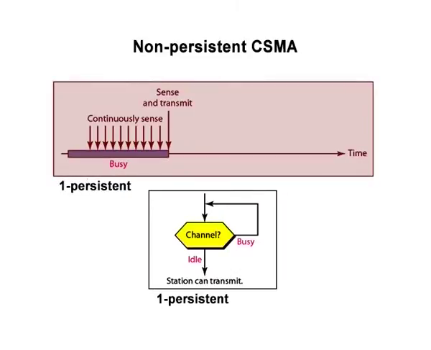In case of any collision, the sender waits for a random period of time and attempts to transmit again unconditionally, that is with probability equals to 1. One persistent CSMA is used in CSMA-CD systems including Ethernet.